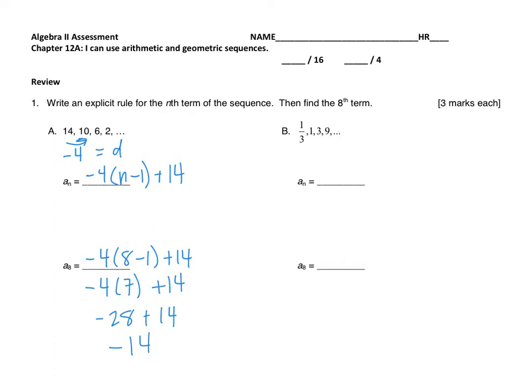Question B, the pattern going on here is that it is multiplying by 3 each time. So that is the rate or ratio. So we've got the starting term, 1/3.